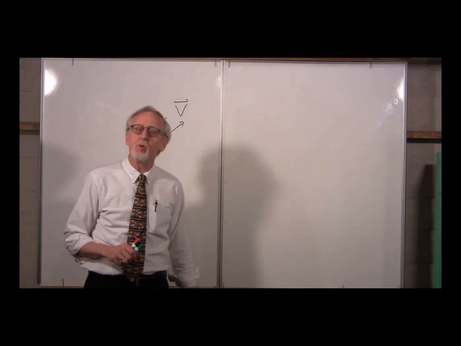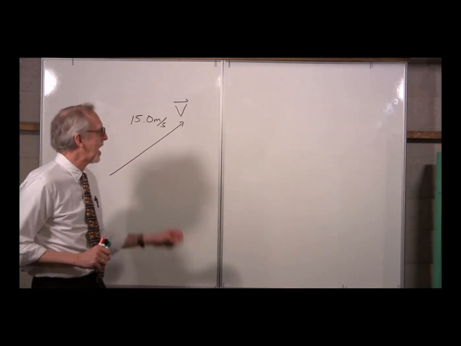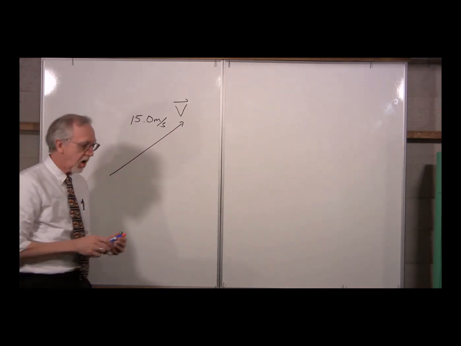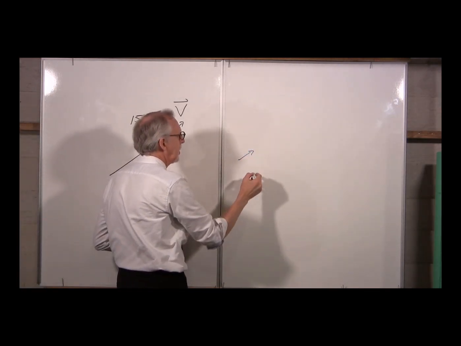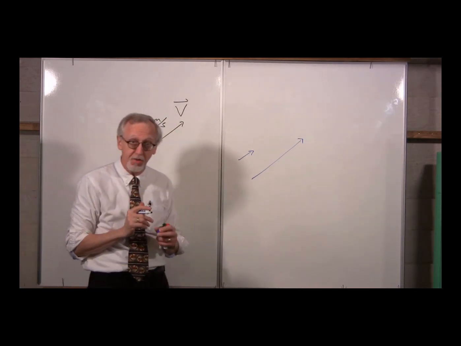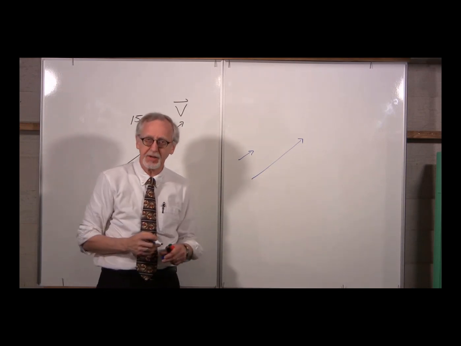To represent a vector, we will very often use an arrow. An arrow has a particular length. We could draw a short arrow. We could draw a long arrow. So a short arrow for a small vector, a longer arrow for a larger vector.